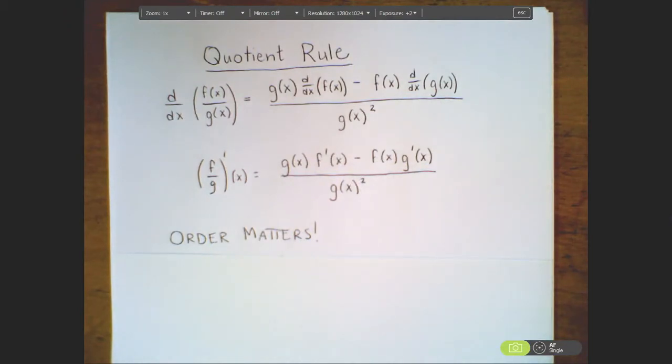Why does this rule work? We actually aren't going to be able to prove this until we have a proof of chain rule. So we're going to hold off on proving why this is the case. And instead, I'm just going to demonstrate that it works using an example.